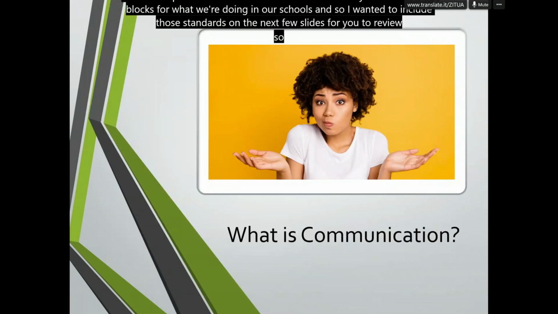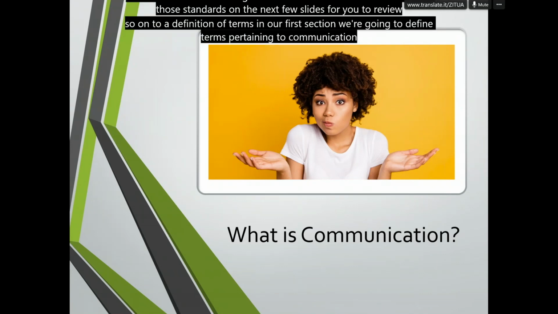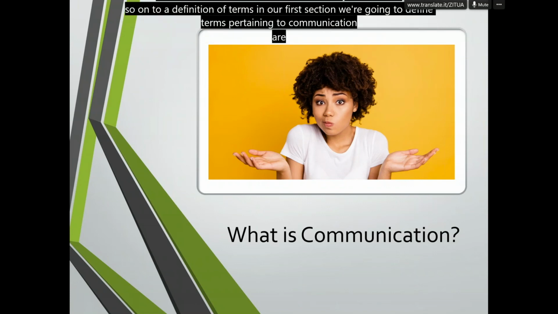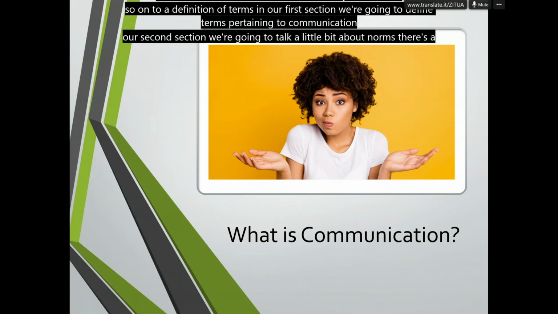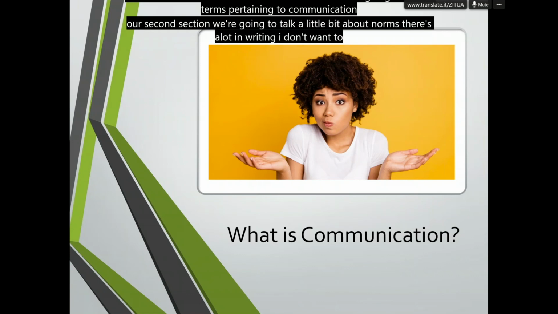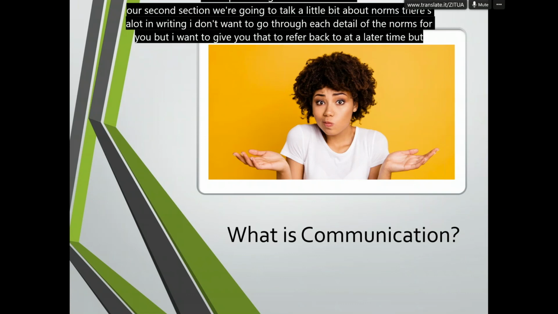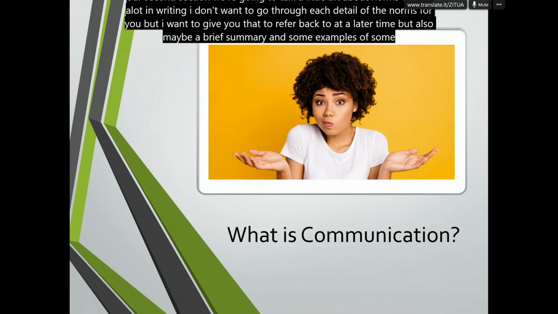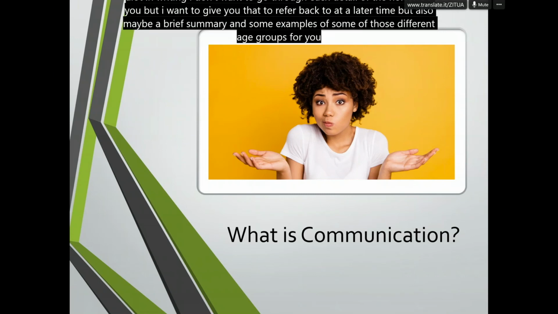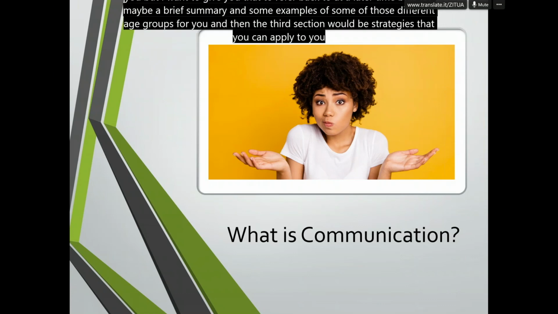So on to a definition of terms. In our first section, we're going to define terms pertaining to communication. Our second section, we're going to talk a little bit about norms. There's a lot in writing. I don't want to go through each detail of the norms for you, but I wanted to give you that to refer back to at a later time, but also maybe a brief summary and some examples of some of those different age groups for you. And then the third section would be strategies that you could apply to use it to promote language development in the students that you're helping.